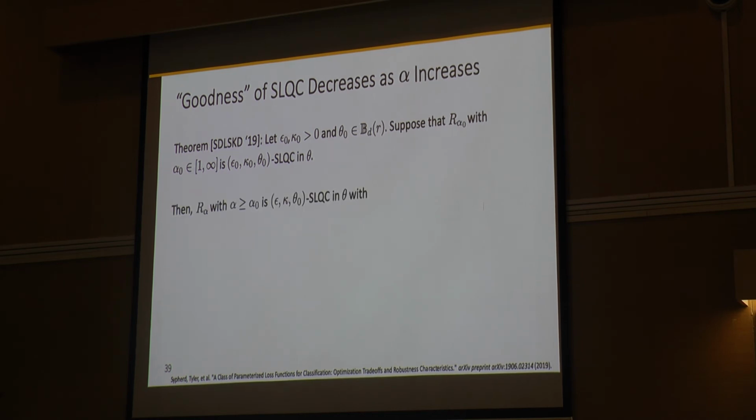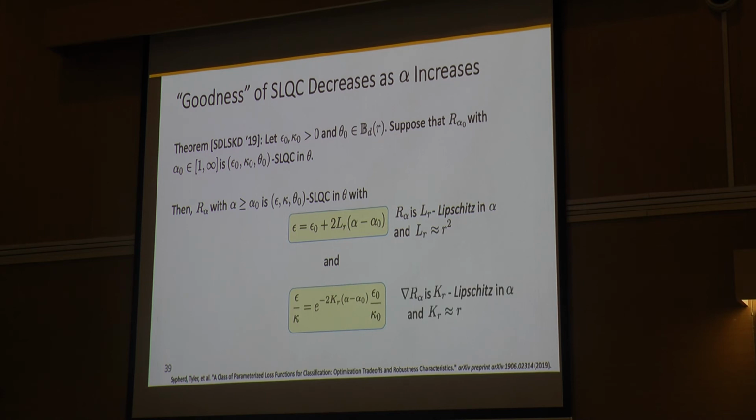First of all, what you can prove is that you are still SLQC even as you increase from this alpha naught, which is actually very cool. You continue to be strictly locally quasi-convex with the following parameters. Epsilon increases linearly with alpha, and LR is the Lipschitz coefficient of R alpha with respect to alpha. And here's the bad news. The radius goes exponentially down in alpha as you increase from alpha naught, and KR is the Lipschitz coefficient of the gradient of your risk with respect to alpha.